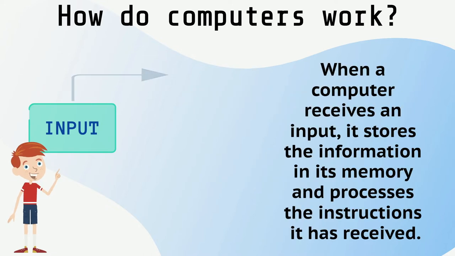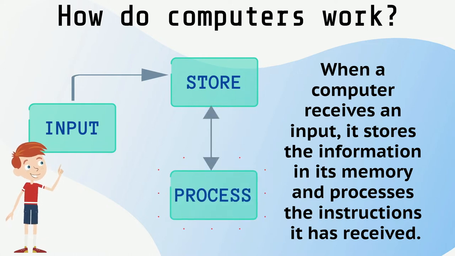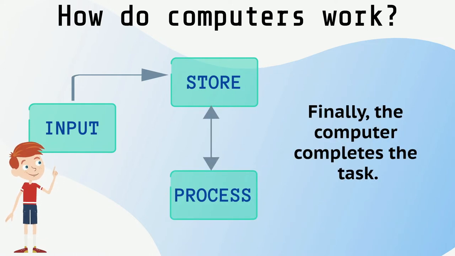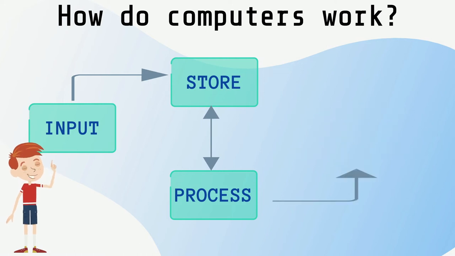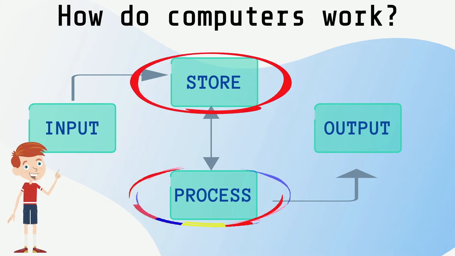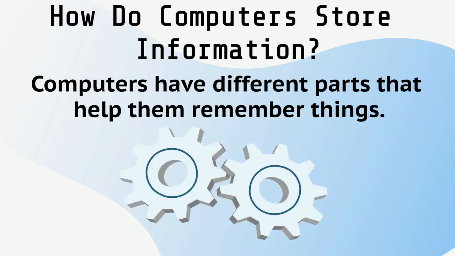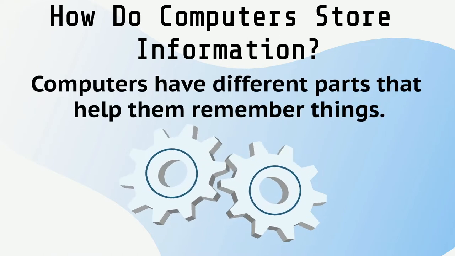When a computer receives an input, it stores the information in its memory and processes the instructions it has received. Finally, the computer completes the task, and this is called the output. Today, we will focus on the store and process stages. Computers have different parts that help them remember things.